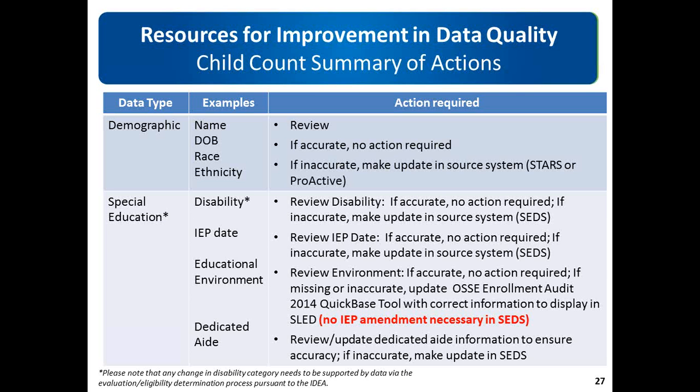So if that same issue is happening this year, where there's the wrong educational environment on that page, instead of having to amend, you can simply fix it in the Enrollment Audit QuickBase tool as part of your child count process. Anything else that needs to be amended, of course, will need to go through the proper IEP amendment channels. But for this particular metric of educational environment, you can fix it just in QuickBase without doing an amendment for purposes of child count. Of course, when your next annual IEP meeting comes around, you'll definitely want to fix it in the IEP at that time.